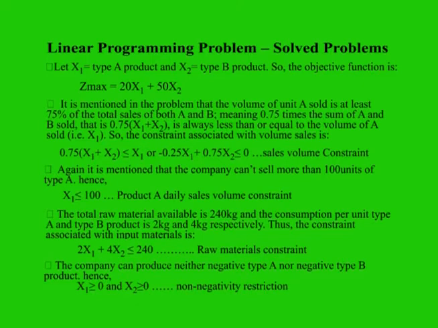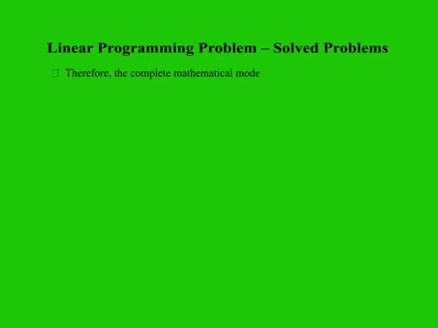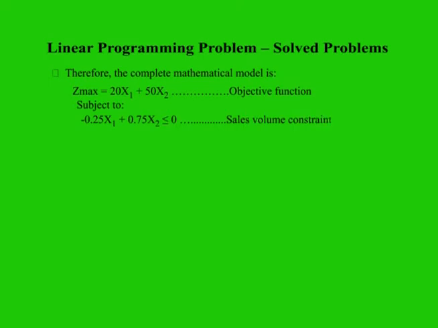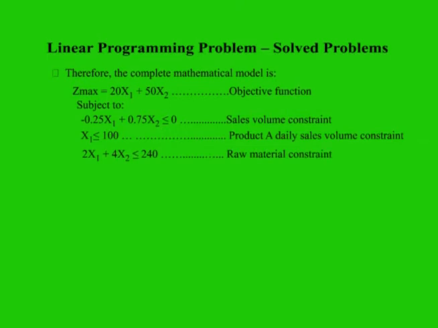Therefore, the complete mathematical model is Zmax = 20x1 + 50x2. This is the objective function, subject to -0.25x1 + 0.75x2 ≤ 0, sales volume constraint. x1 ≤ 100, this is product A daily sales volume constraint. 2x1 + 4x2 ≤ 240, this is the raw material constraint. x1 ≥ 0 and x2 ≥ 0, this is the non-negativity restriction.